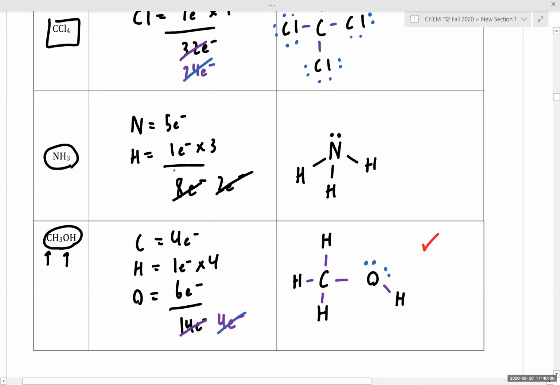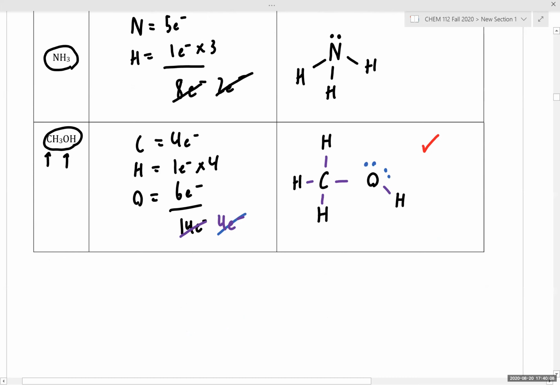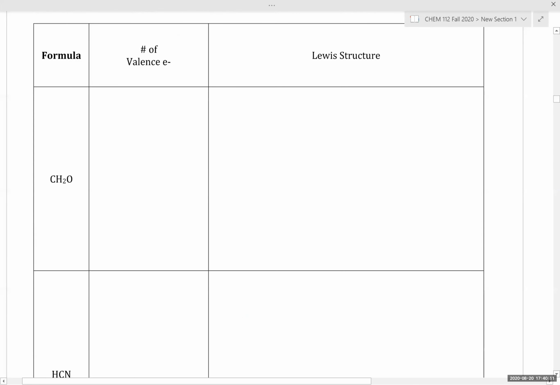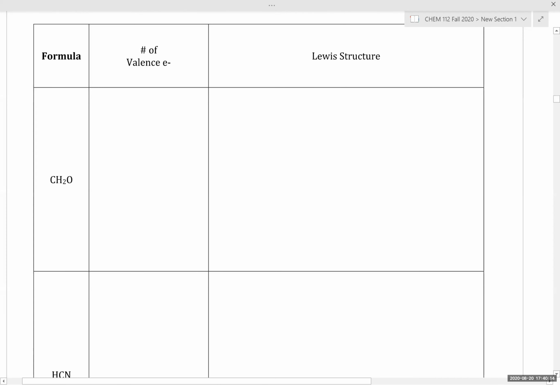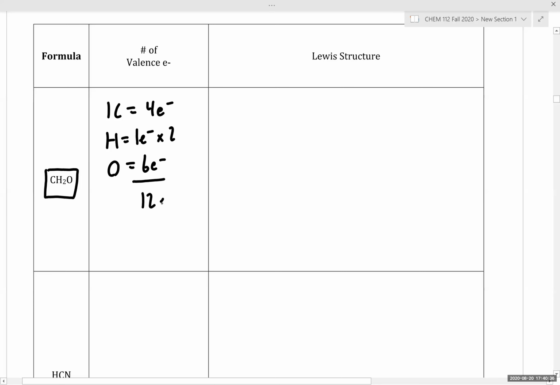Does this make sense to everyone? Does this process seem familiar to everyone? Yep. Okay, perfect. So let's keep going now, and let's do a few examples where we have to invoke double or triple bonds. Looking at formaldehyde, we have 1 carbon, which contributes 4 electrons. For hydrogen, it contributes 1 electron, and we have 2 hydrogen atoms. And then for oxygen, it contributes 6 electrons. That gives us 12 electrons total.